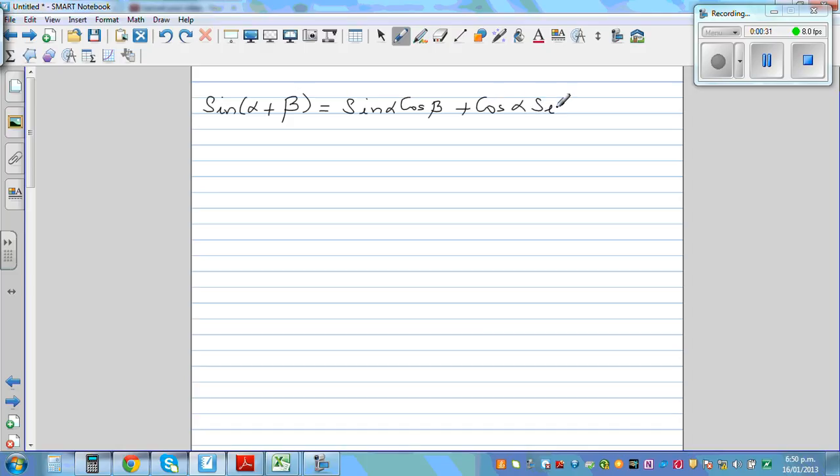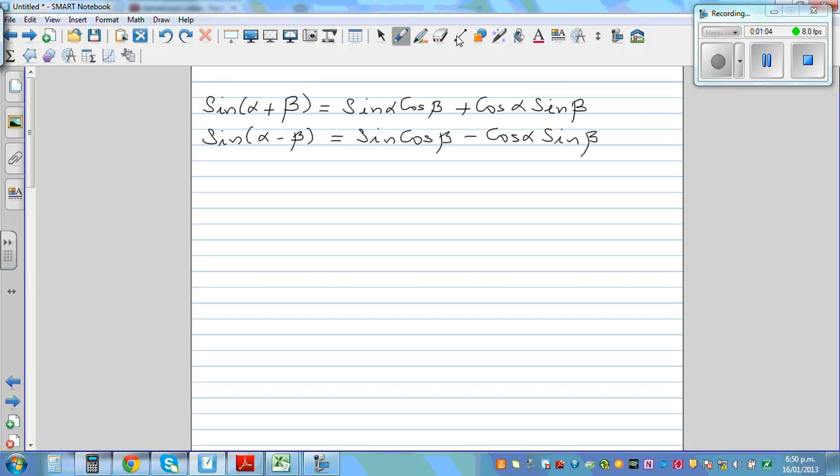Now from this formula you can prove the remaining formula that I'm going to write. So the subtraction formula is sine alpha minus beta is sine alpha cos beta minus cos alpha sine beta. Okay, so I think we can prove this. I'll not take much time. I'll prove this, and for cos I think we'll do it in the next video.